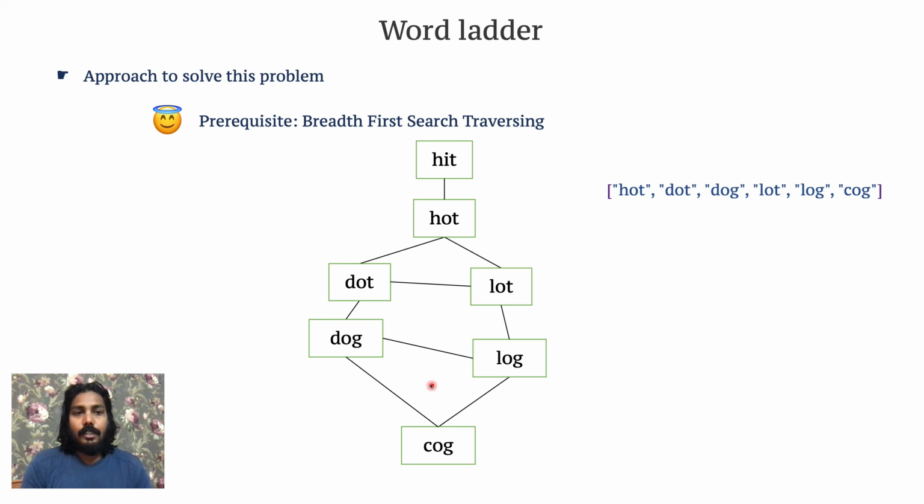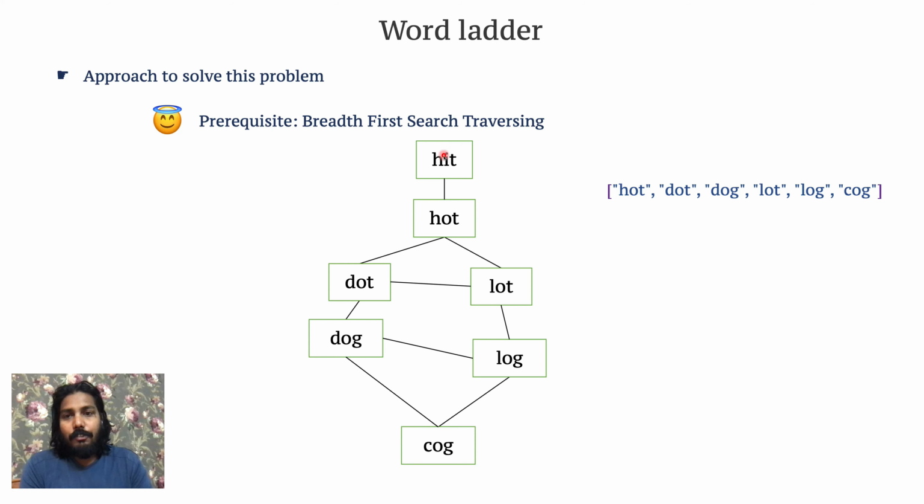For this instance, we start from hit and move to hot and lot, log, and cog. This is one solution available for our problem, right? And similarly, this is another solution, which is of 5 nodes, and this is of 5 nodes.